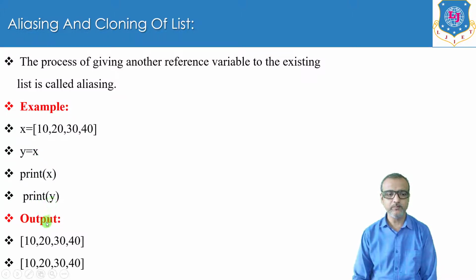So what will be the output in this case? Definitely we will be having 10, 20, 30, 40 for this print X statement and 10, 20, 30, 40 for this print Y statement. Now I will show you the output of this program in Python.